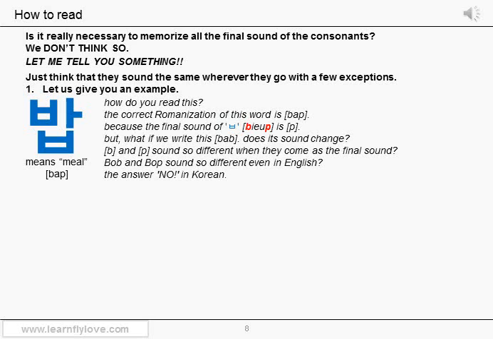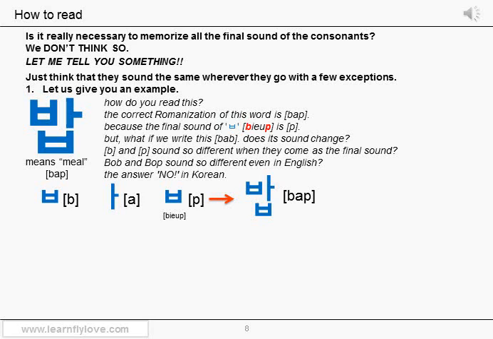It's funny, but this word bap is a really important word in Korea. You will hear it plenty of times when you visit Korea. The correct romanization of this word is B-A-P, bap, because the final sound of the consonant B, biup, is P in romanization, and the initial sound is like B, B in romanization.